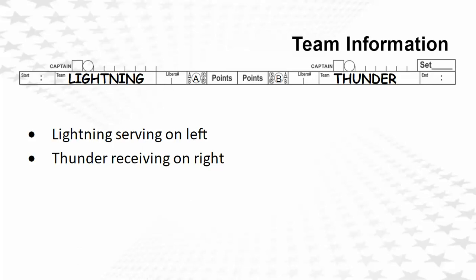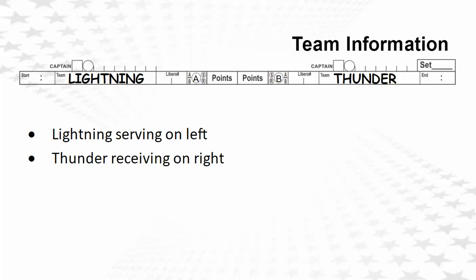Next to the team names, you see the letters A on the left and B on the right. The team who starts the match on your left for set 1, Lightning, will be Team A throughout the entire match. Likewise, the team on the right, Thunder, will be Team B for the entire match.